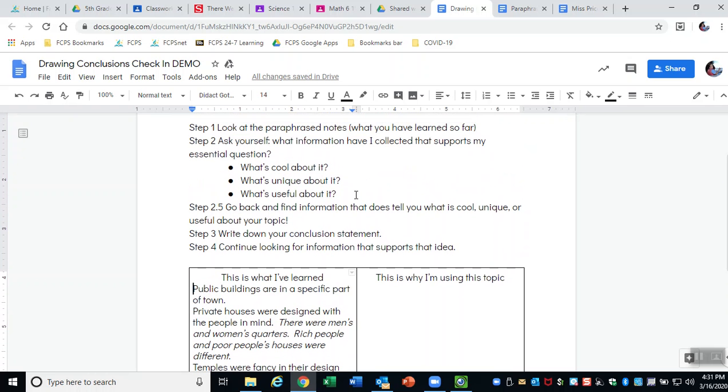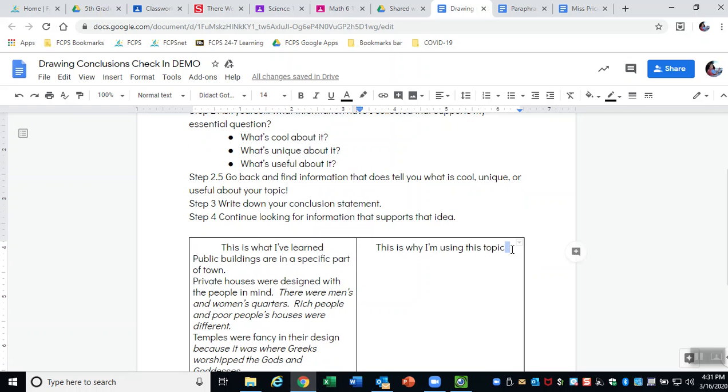So step 1 is reading those over. Then, thinking about all those notes, we're going to ask, what information have I collected that supports my essential question? So why should I bring Greek architecture with me to the new planet? So I'm going to think about this in this column here. So the first thing that I'm kind of noticing is that architecture is linked to religion. So it talked about building temples for the gods, and so architecture is kind of woven into the way that they worshipped.